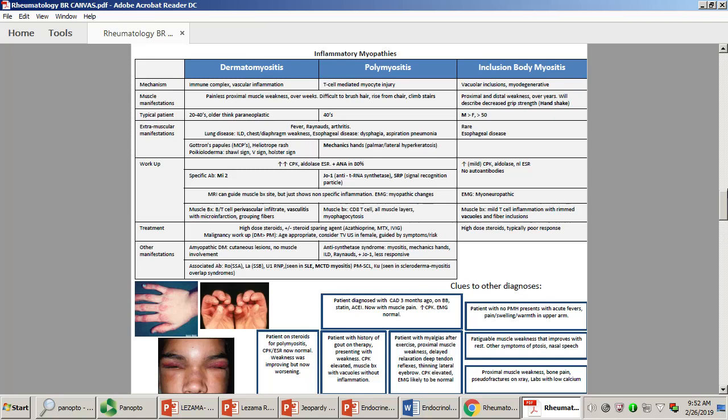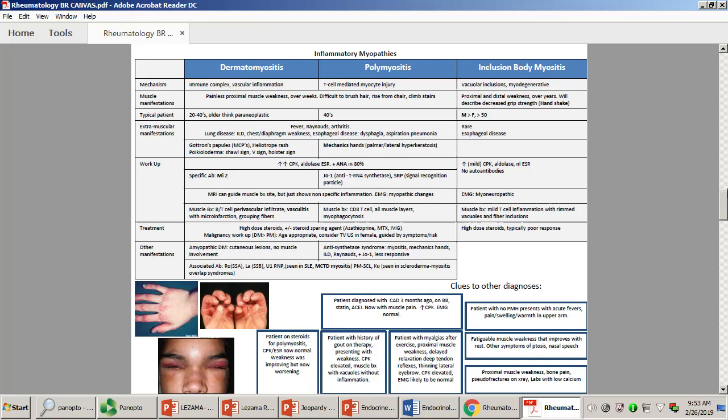The mechanism is vacuolar inclusions. It's a myodegenerative type of disease. So extramuscular manifestations are pretty rare. You may have some esophageal dysfunction. Workup, the CPK, you're going to have elevated CPKs, but nowhere near the level of the other myositis. Again, this is more insidious in onset, okay? So you're not going to have this huge elevation of the CPK. The sed rate is going to be normal. There are no autoantibodies. This is going to be biopsy or EMG proven, okay?